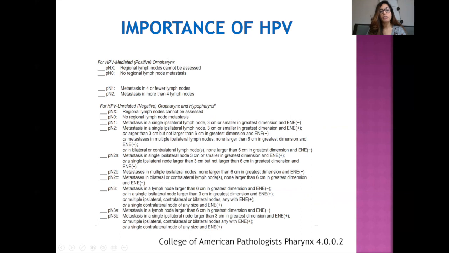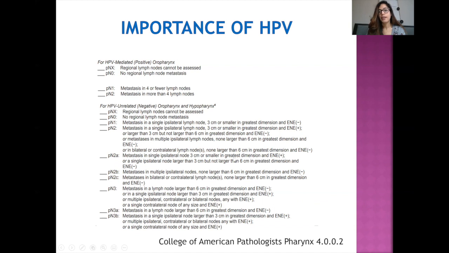So in HPV positive squamous cell carcinoma of the oropharynx, in terms of the nodes, the only thing we need to know about is how many lymph nodes are positive. Whereas in HPV negative, all the traditional things that we look for in oral cavity squamous cell carcinoma are still applicable. So the dimension of the largest metastatic deposit as well as extranodal extension. So you can see it's quite different between HPV positive and HPV negative.